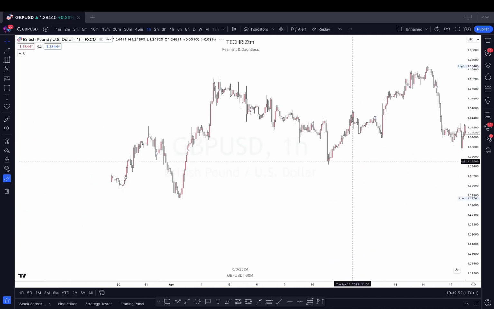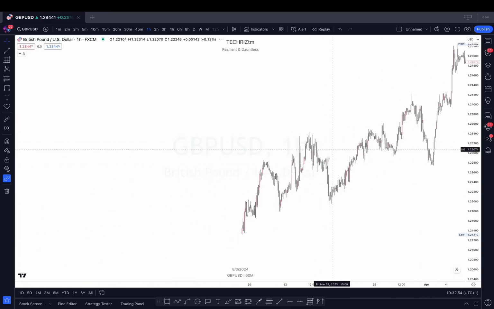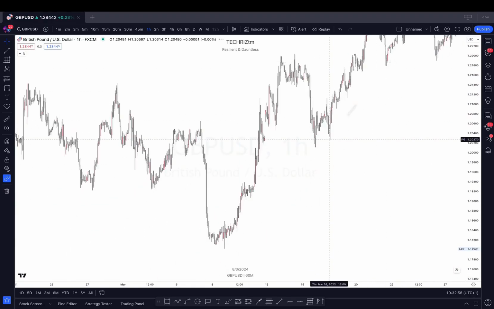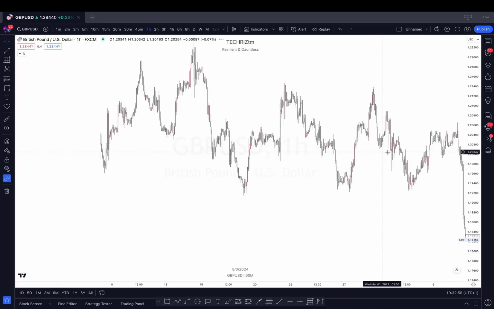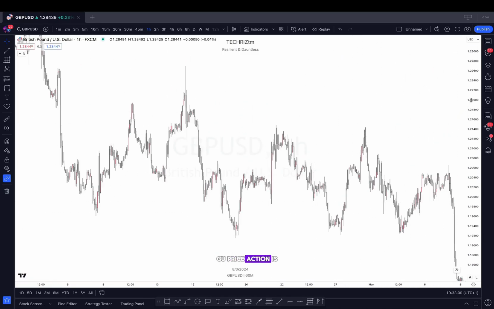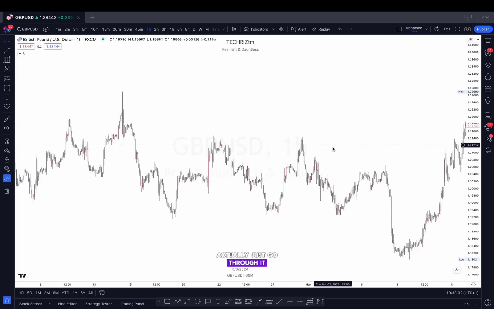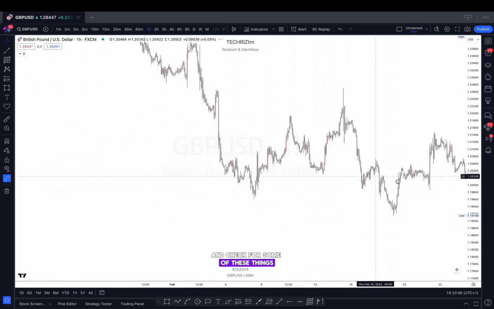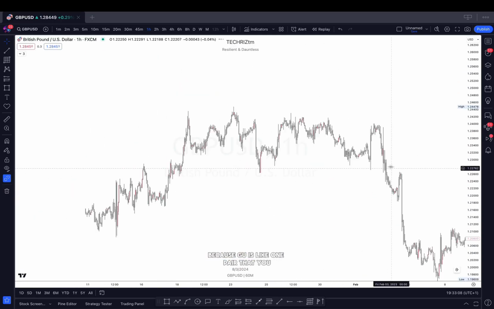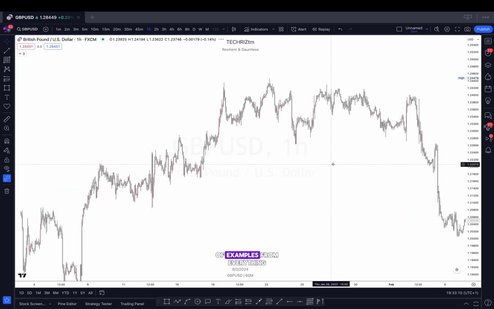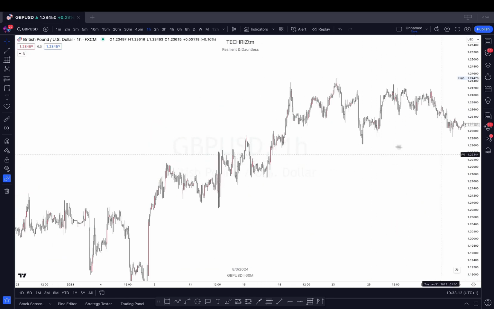I don't know if I'm actually audible enough or not. Anyways, GU price action is very clean. You can actually just go through it and check for some of these things. GU is like one pair, and you can see a lot of examples from everything you've learned.